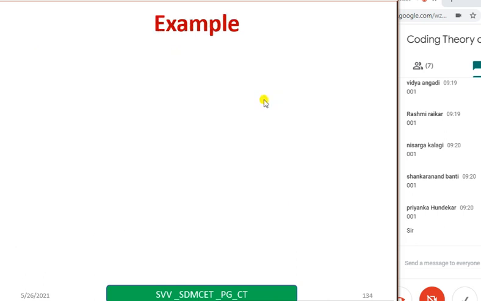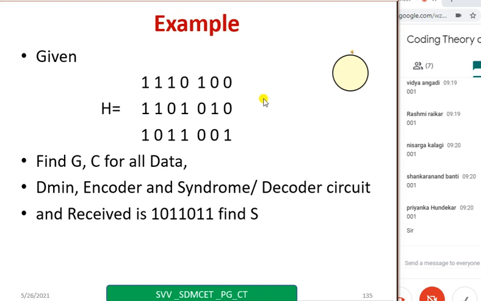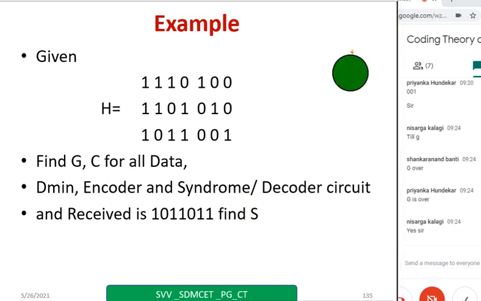Let's go to the next example. Copy down: given H, find G, C for all the data, D minimum, encoder and syndrome, decoder circuit. Decoder circuit we'll discuss later. Now, syndrome is different, decoder is different. Received is this, find S. Copy this, I'll wait for some time. Hope most of you have completed G, write down C. At least for a few, not all, you can leave the space so that you can write it later. And write the D minimum, encoder circuit and syndrome. That much you can complete.